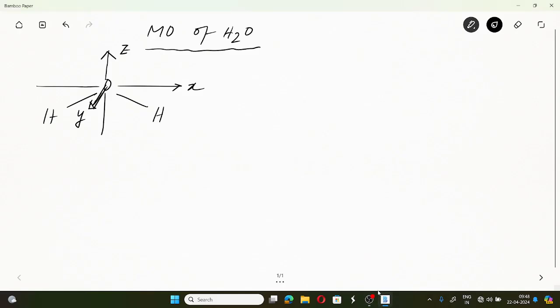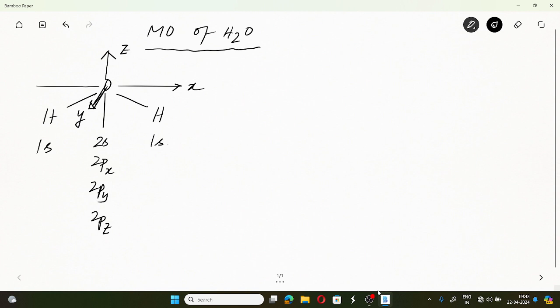Now we have also discussed that the orbitals which should be involved in the construction of MO for oxygen should be 2s, 2px, 2py, 2pz, and the 1s orbitals of the two hydrogens will combine in phase and out of phase to form two group orbitals, isn't it?